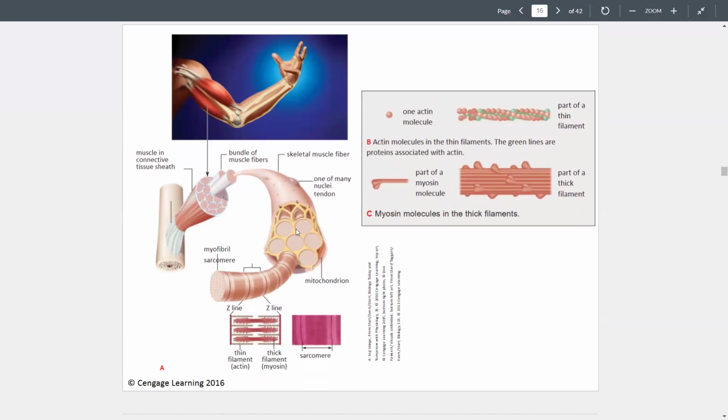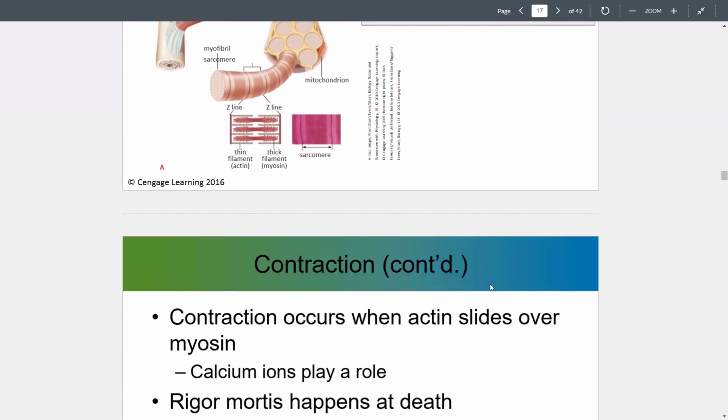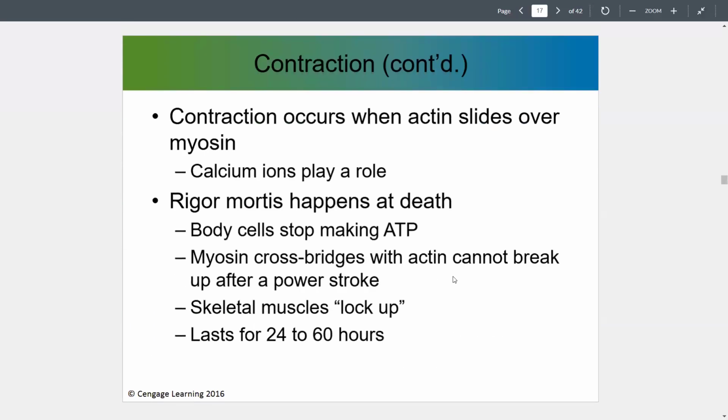So here is a muscle fiber, and then you can see down here the thin filaments and the thick filaments, and they slide in and slide together, and that's what makes the muscle actually contract. So the actin slides over the myosin. This is where calcium works. Calcium has to come in and bind, and that allows the actin to slide in.